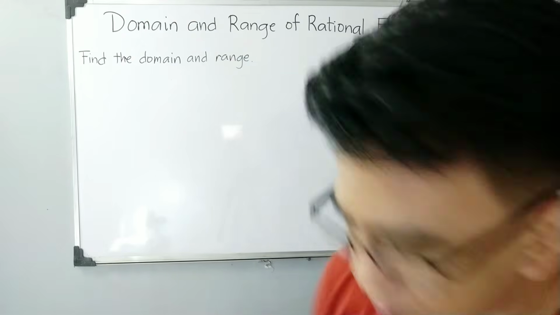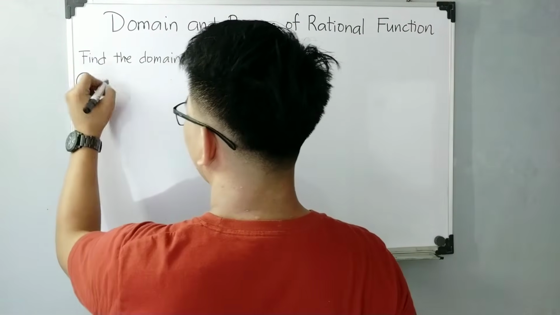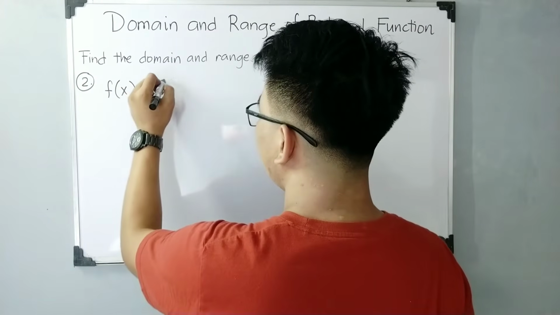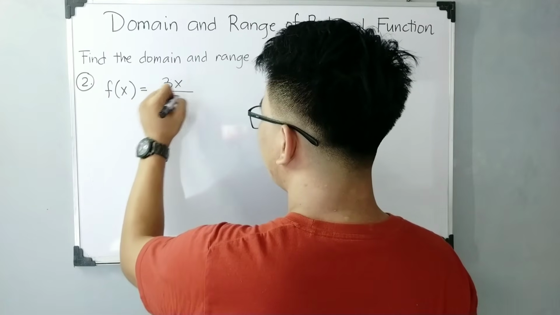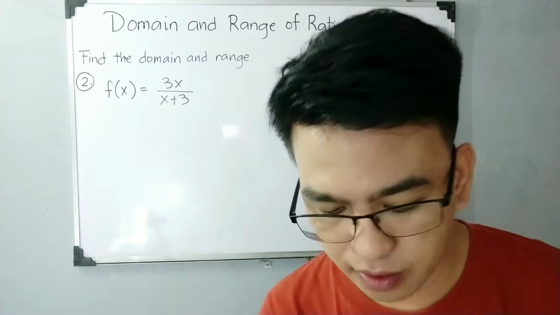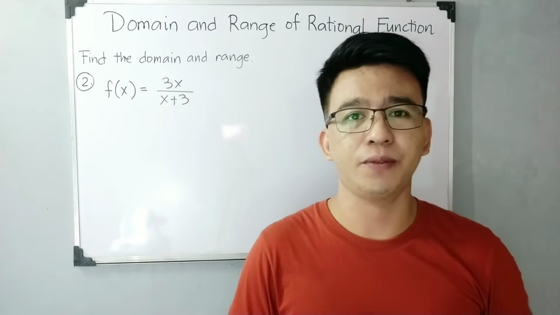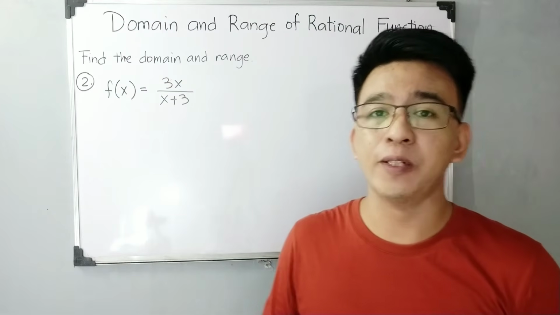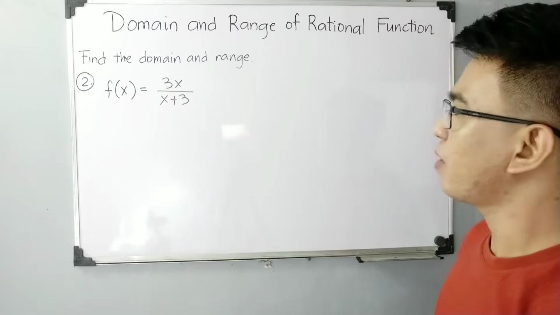For the next example, let's have this number 2. F of x is equal to 3x over x plus 3. If you want to try it before kayo dito, you can pause the video. Again, you can pause the video para makita mo kung kaya mong sundan. Okay? You can pause the video. So, let me continue this one.